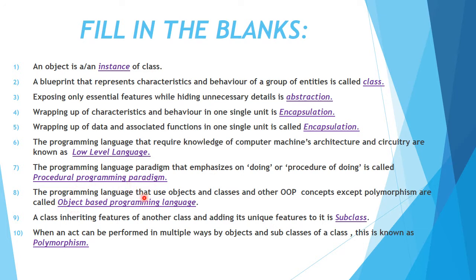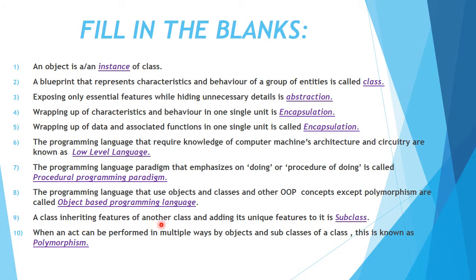Next, the programming language that use objects and classes and other object-oriented programming concepts but accept polymorphism. It is known as object-based programming language, and including polymorphism, it is known as object-oriented programming. Remember that. And without polymorphism, it is object-based programming language.